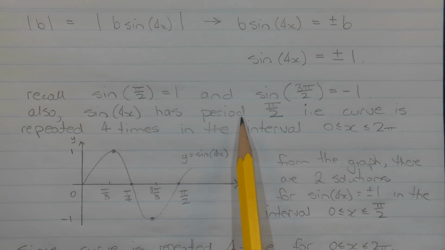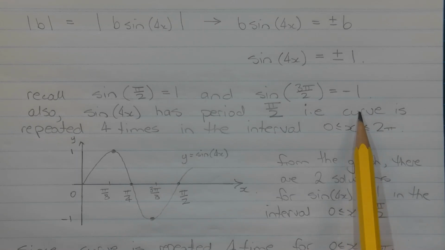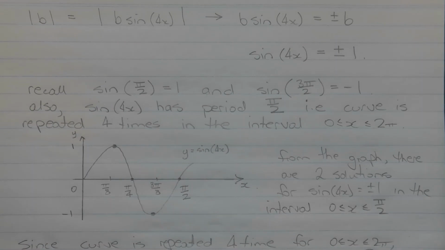This means it has a period pi over 2 rather than a period of 2 pi. So in the interval x greater than or equal to 0, less than or equal to 2 pi, the curve is repeated 4 times. Let's consider one repetition of the curve y equals sine 4x.